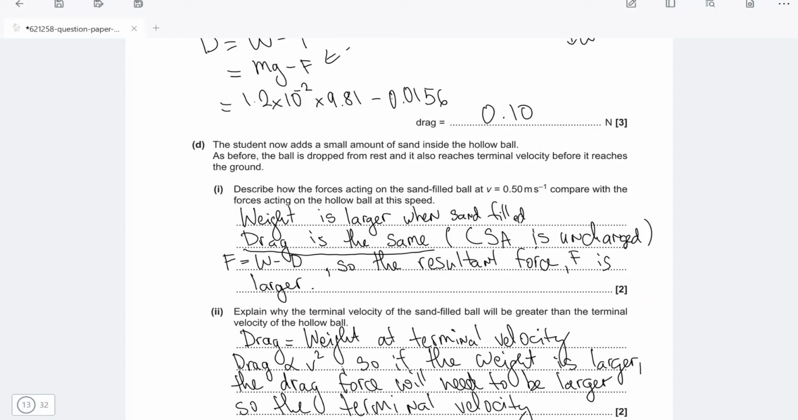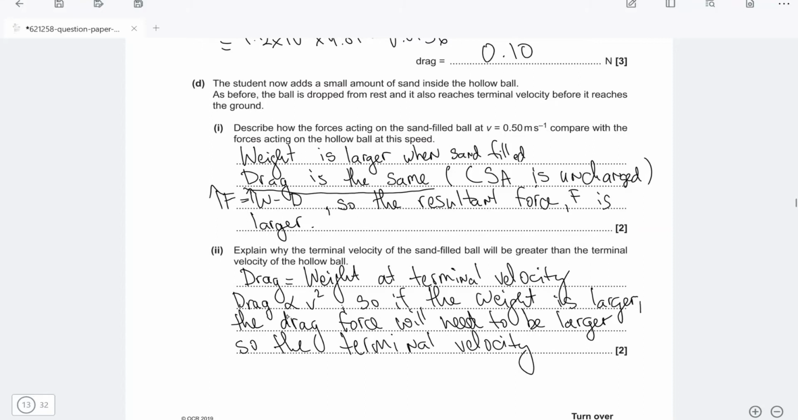The cross-sectional area is completely unchanged. The only factors the drag depends on are the cross-sectional area and the speed at which you're traveling. Because the speed remains constant and your surface area remains unchanged, the drag force will be exactly the same. Because the resultant force is equal to W minus D, if the weight increases, then the resultant force will increase because the drag remains absolutely the same. So the resultant force F is going to be larger.